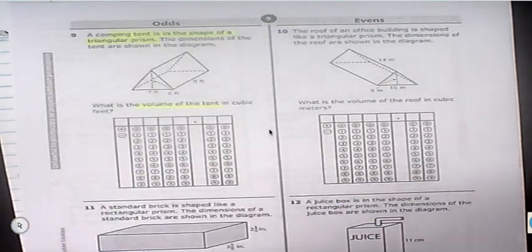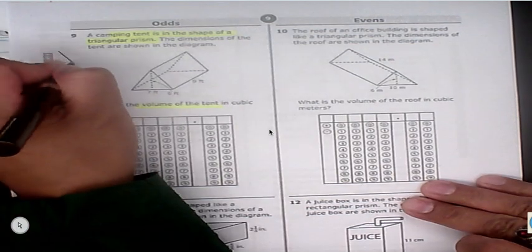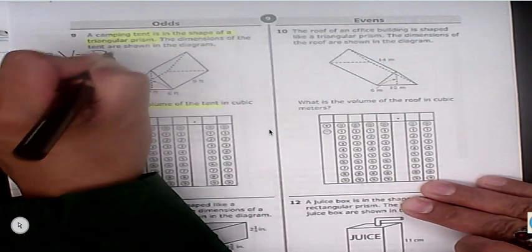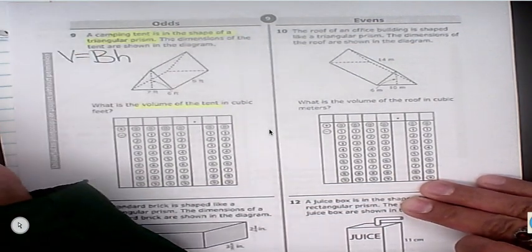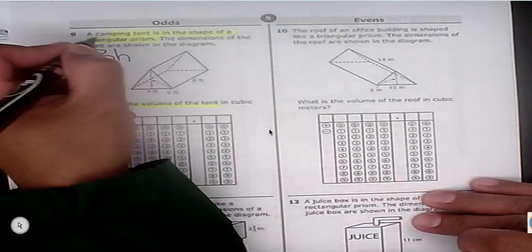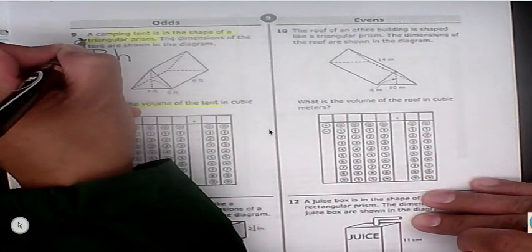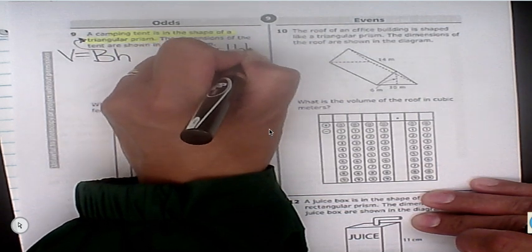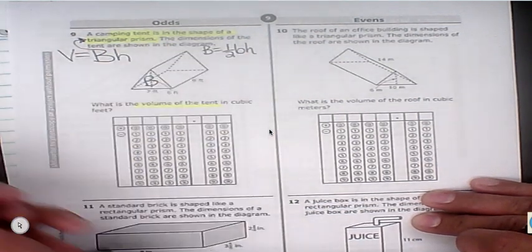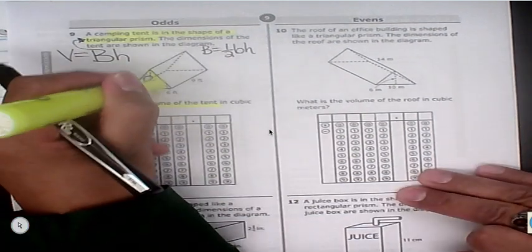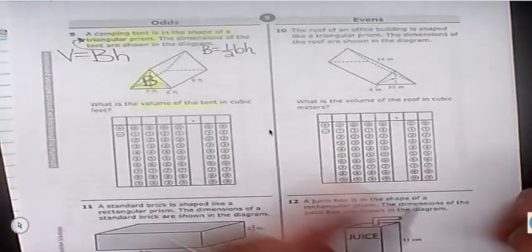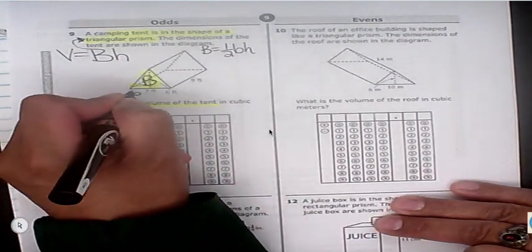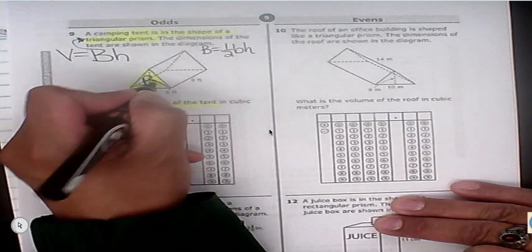Well, it's a triangular prism, so I'm going to write down the formula. Volume equals big B times H, which is in your mathematics chart. Since it's a triangular prism, your big B is the area of a triangle, 1/2 base times height. So here's your big B. It has a base of 7 and a height of 6.